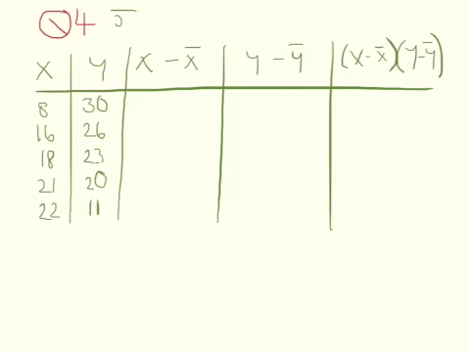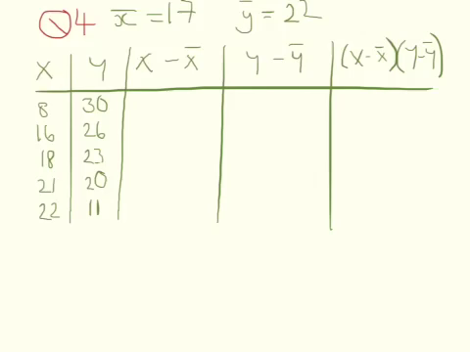Now, we've already looked at working out means previously. We just need to add up the numbers and then divide by how many we've got. We've got 5 x values, 8, 16, 18, 21 and 22. If you add those all together and then divide by 5, you find that the mean of the x's is 17. We have to do the same for the y's, so y bar, and here we've got 30, 26, 23, 20 and 11, so add those together, divide by 5, and our mean of the y's is 22.